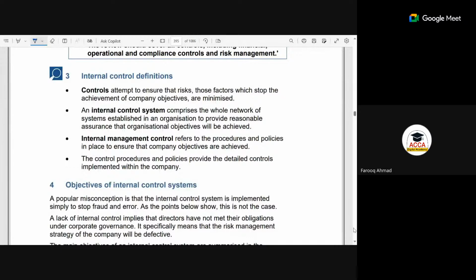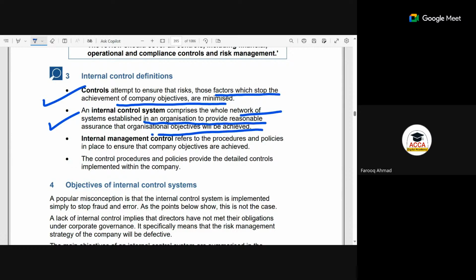Internal control definitions. Controls attempt to ensure that the risks, those factors which stop the achievement of company objectives, are minimized. So this is how they control this, to ensure that the risks, those factors which cause problems for the company in achieving those objectives, are minimized. A proper control system will help for a good standing and good growth of the business. An internal control system comprises a whole network of systems established in an organization to provide reasonable assurance that organizational objectives will be achieved.